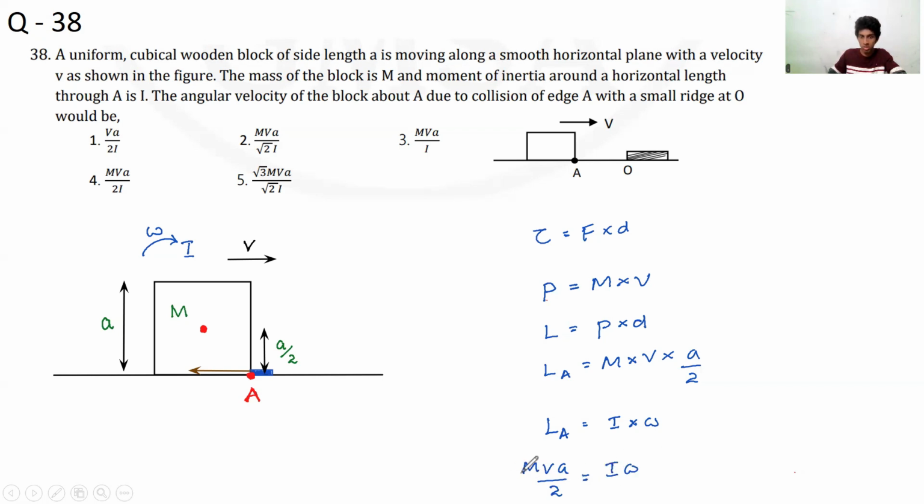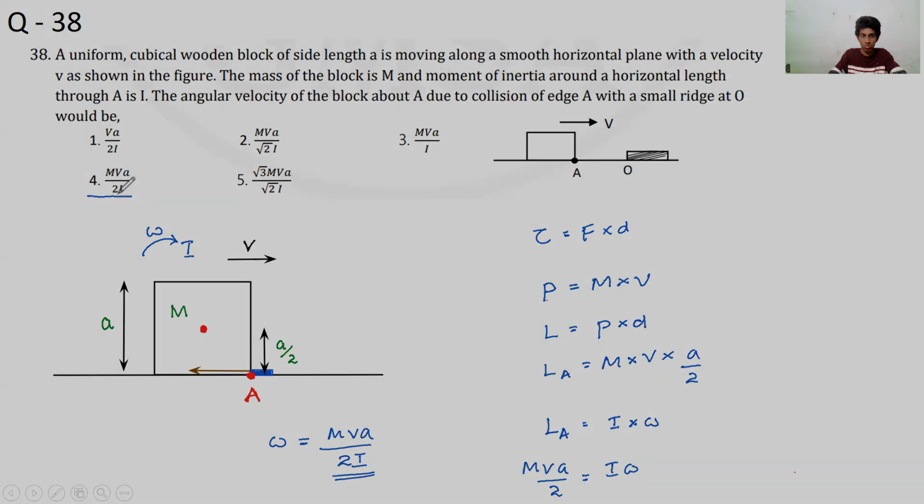From this expression, we can make omega the subject. So omega is equal to mva over 2I. Therefore, the angular velocity of the block about A due to collision of edge A with a small ridge at O would be mva over 2I. So the correct answer is the fourth.